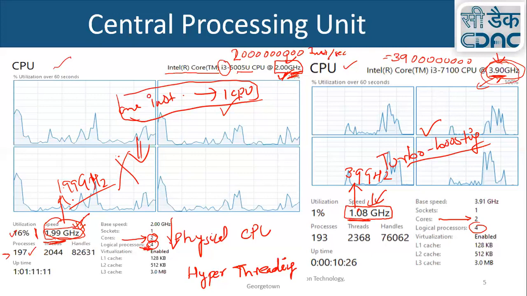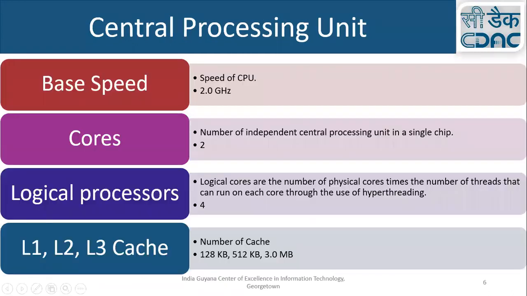Okay. And here are 3 more things. There are three cache memories, L1, L2, and L3. When we discuss memory, we also discuss cache memory. Please see in the Task Manager: it shows that the L1 cache is 128 kilobytes, the L2 cache is 512 kilobytes, and the L3 cache is 3.0 megabytes. So it's just in increasing order. The smallest one is the L1 cache, then the L2 cache, and then the L3 cache. So, next slide.